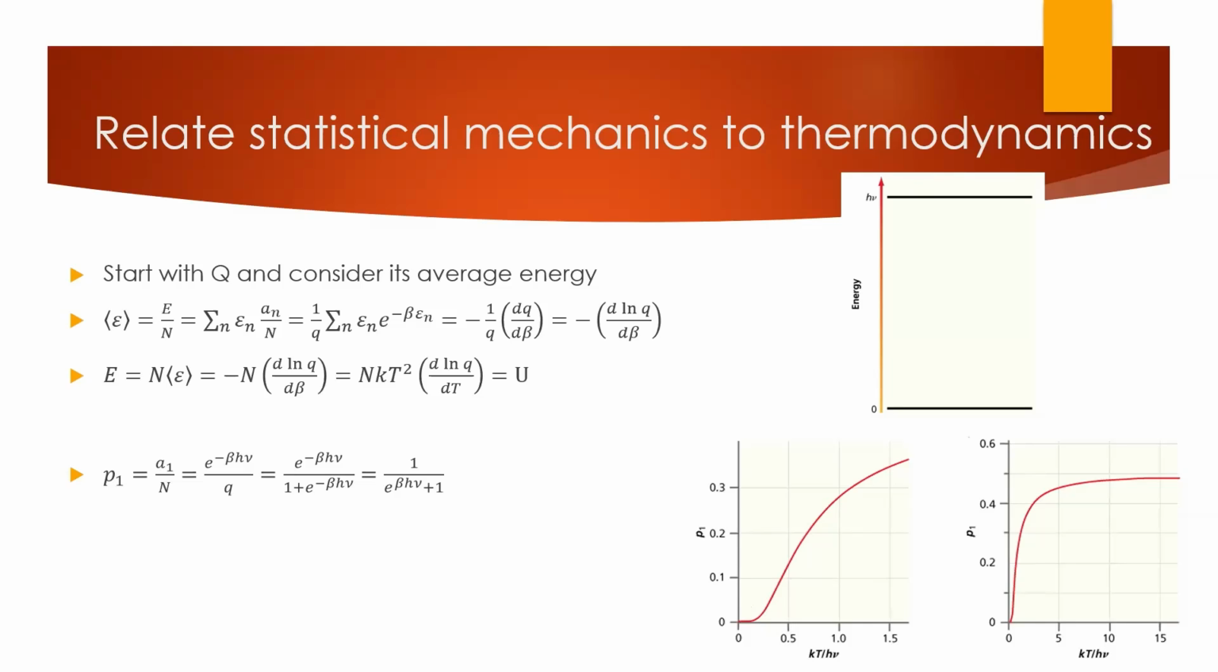Why is this the case? Because of the energy that could be added at low temperatures. So if we're starting at zero energy and we're adding only a little bit, that's not enough to actually promote a molecule into this excited state.